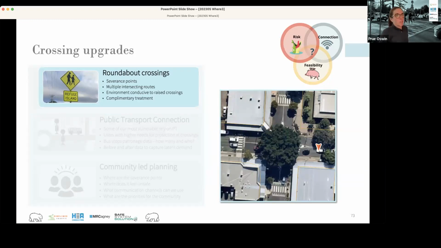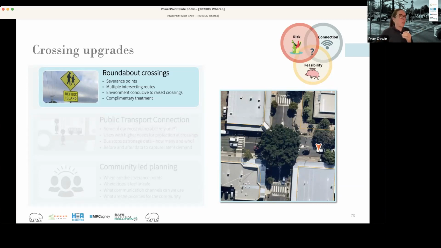Roundabout crossing. So roundabouts are great locations. We've got all these movements coming together in one place. We've got low vehicle speeds. We've already established that low vehicle speed. And people can find roundabouts really difficult to cross. So they pop up again and again in my surveys as places that people don't feel comfortable crossing.